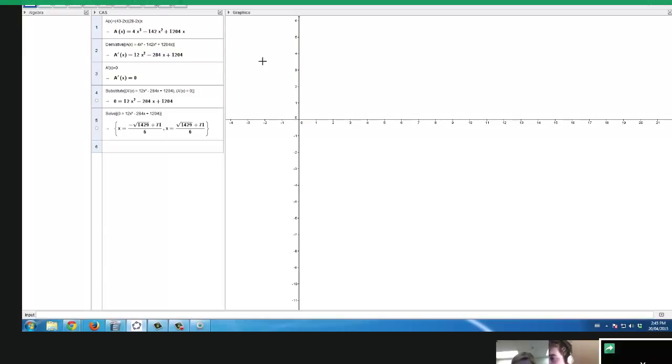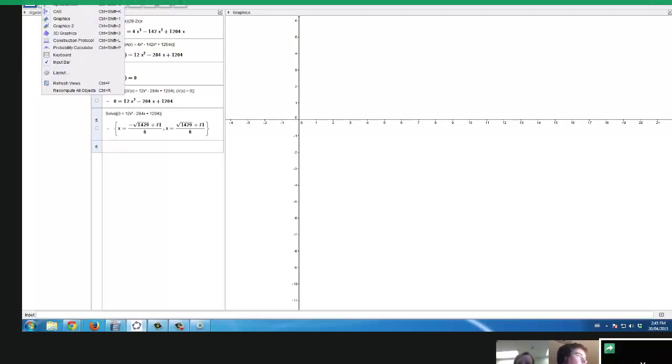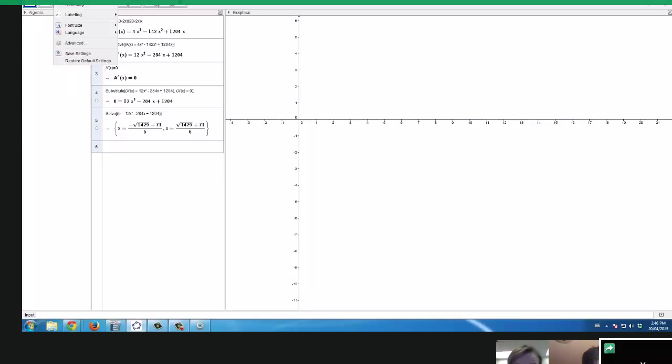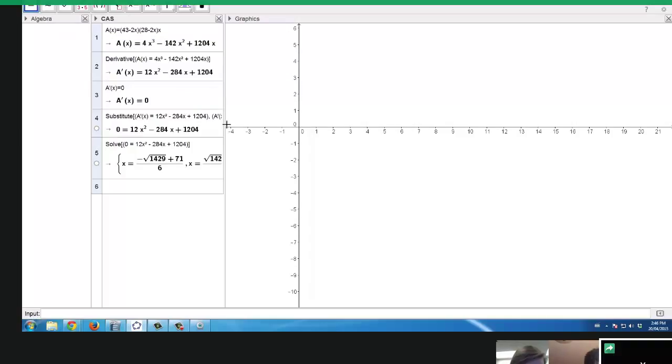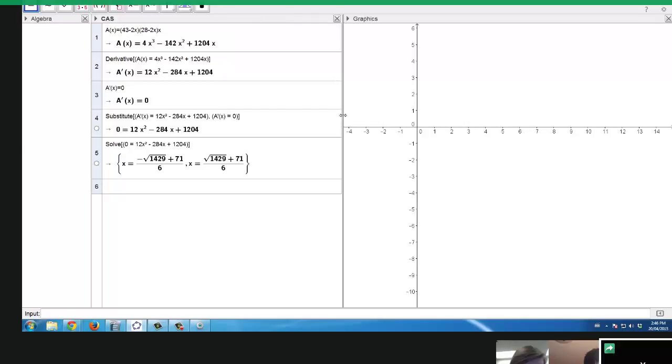Can you see it? Or is it too... It's a bit tricky. So there. Can you see it now? Yes. Can you see it, Meg? Yeah. Okay. So this is just an example of how you can use GeoGebra to calculate your roots.